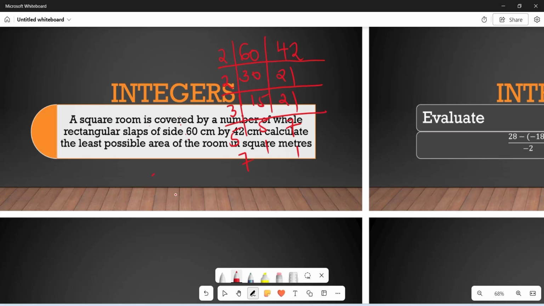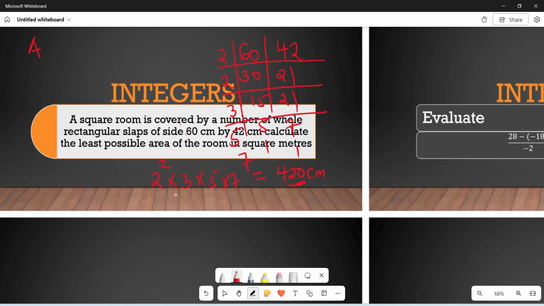So this will give us 2 squared times 3 times 5 times 7. And the final answer for this is supposed to be 420. So this is 420 centimeter, which is the side of one square room. Now to get the least possible area, this is the least length of the square. To get the least possible area, we use the formula.